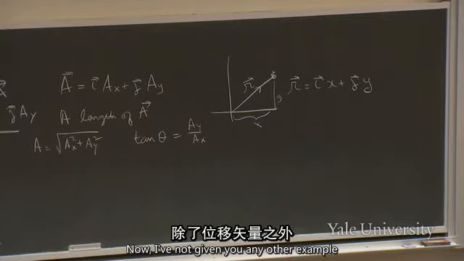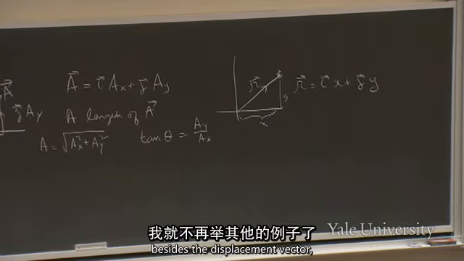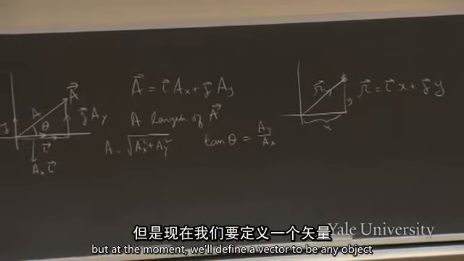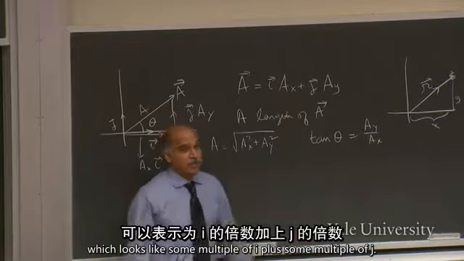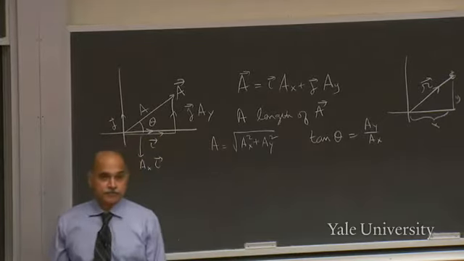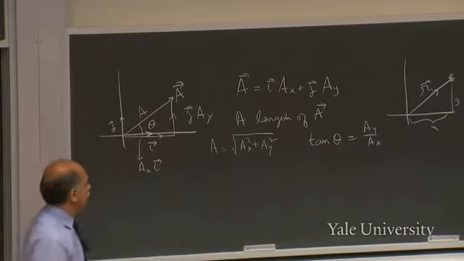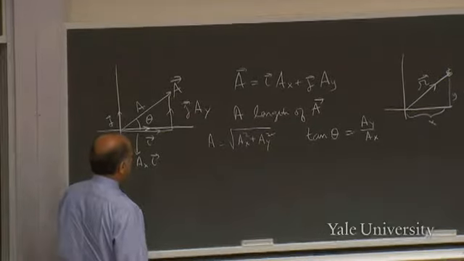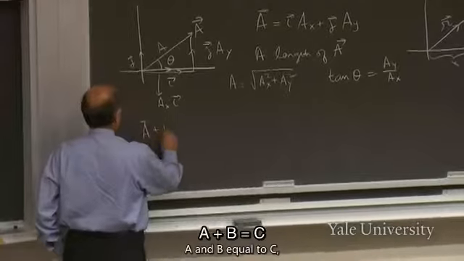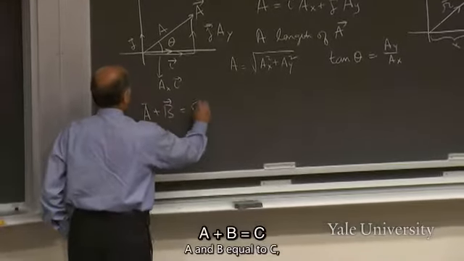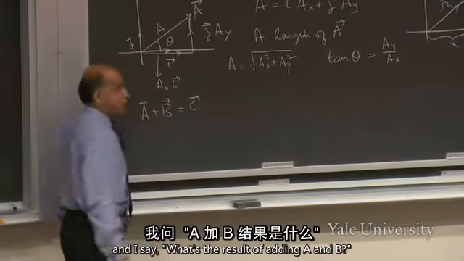Now, I've not given you any other example besides the displacement vector, but at the moment, we'll define a vector to be any object which looks like some multiple of i plus some multiple of j. So suppose I tell you to add two vectors, A and B, equal to C, and I say what's the result of adding A and B?